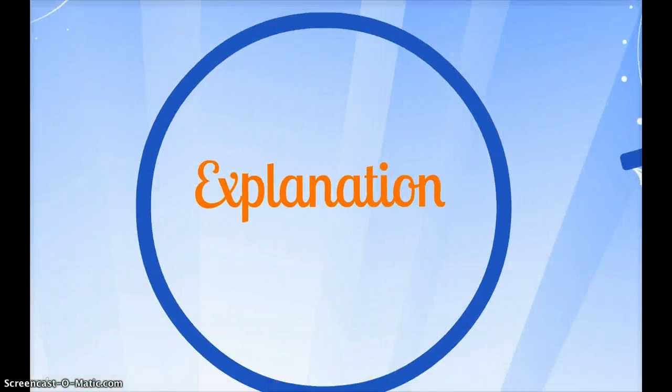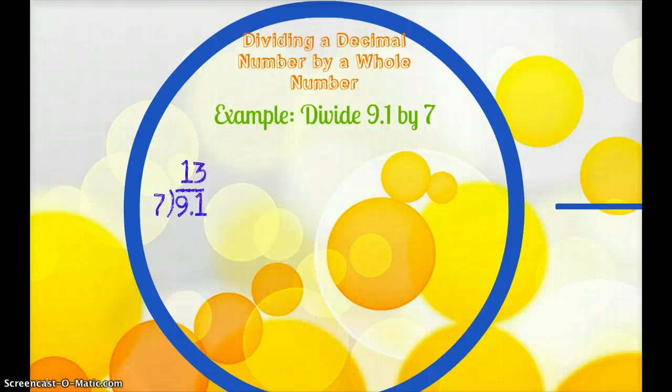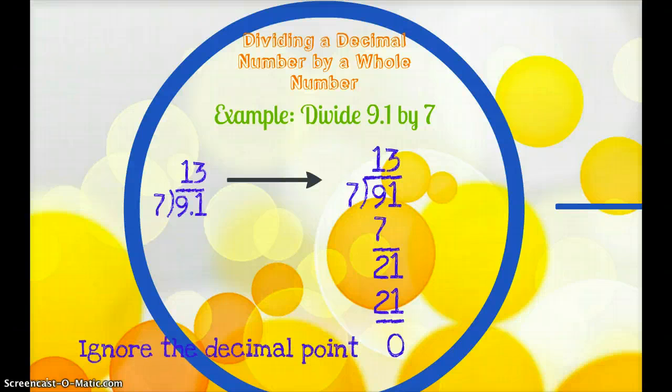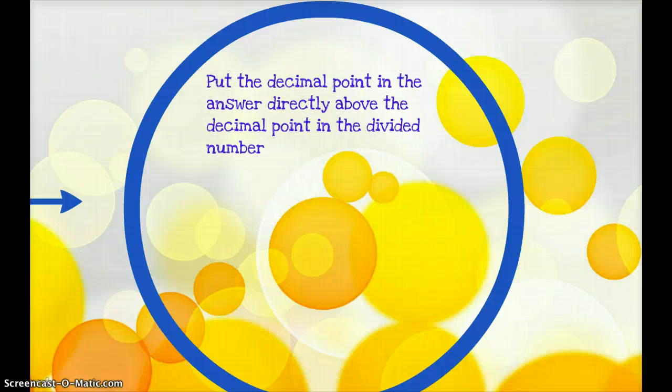Alright, so let's look at some of these. Dividing a decimal number by a whole number, like 9.1 divided by 7. You just divide it normally, ignore the decimal point. The decimal point in the answer goes directly above the decimal where it was in the number. So if I move it straight up, it makes it 1.3.